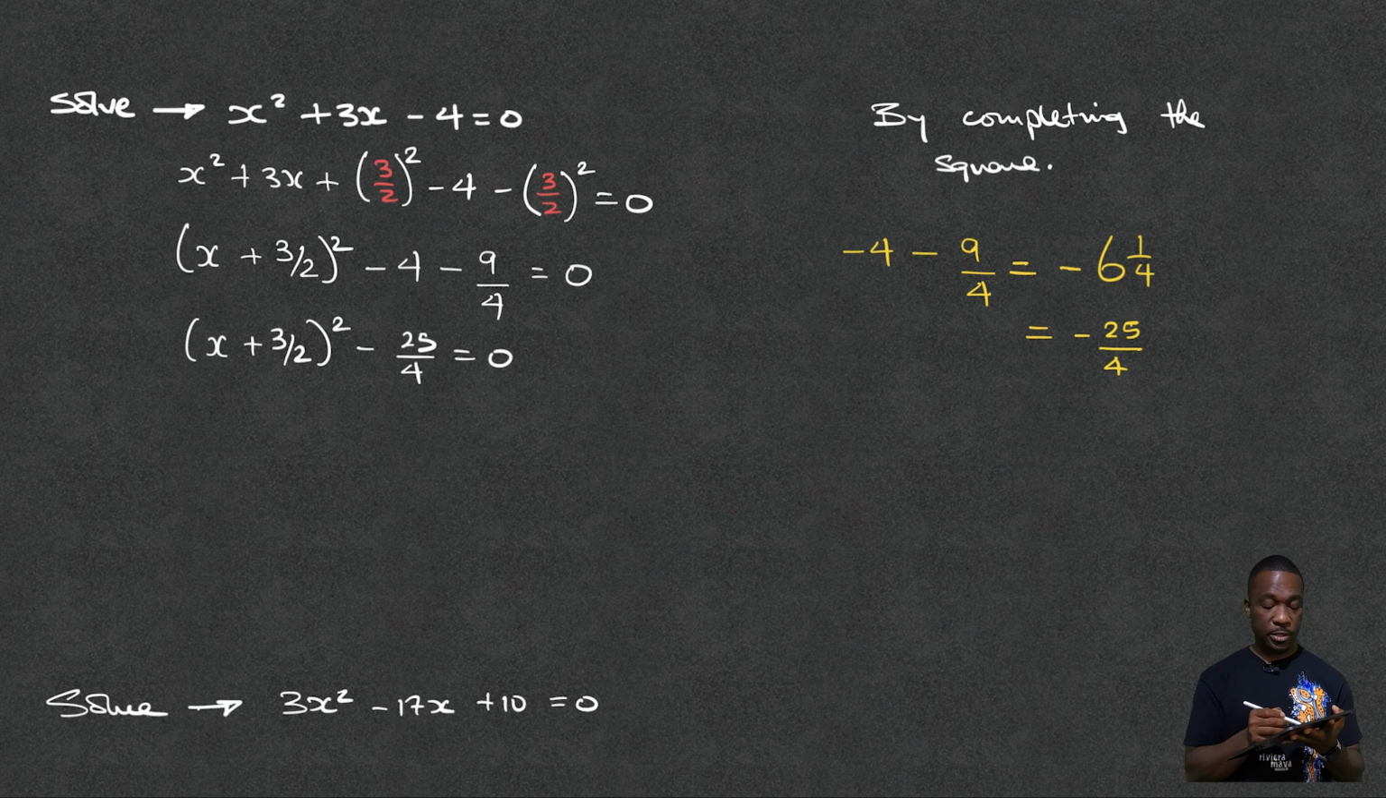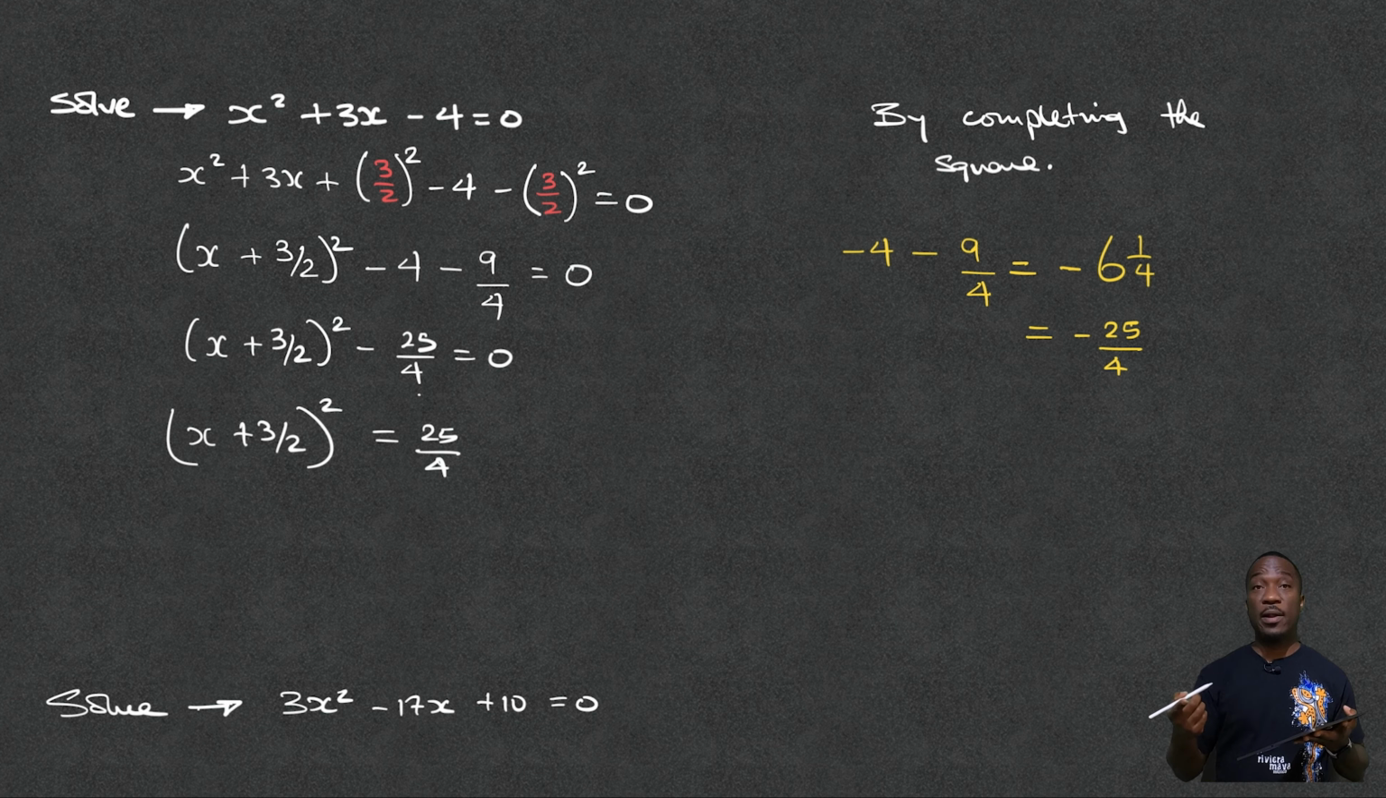And the first thing I'm going to do is add 25/4 because I need to bring this to the other side. I'm going to skip all the lovely fancy things because the video will get too long. So now I'm going to have (x + 3/2)² = 25/4. I now need to get rid of the square. And the opposite of squaring something is to find the square root of it. So let's go and do that.